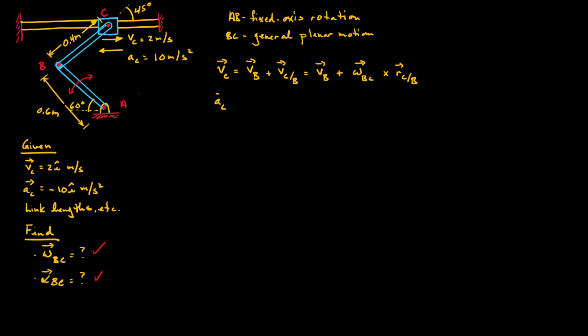Similarly, for the acceleration at point C, for general planar motion, we have the acceleration at point B plus the relative acceleration of C with respect to B. And so recall that the relative acceleration has two components: a tangential acceleration component and a normal acceleration. So alpha BC crossed with R of C with respect to B is the tangential component. And the normal component will be minus omega squared BC multiplied by R of C with respect to B.